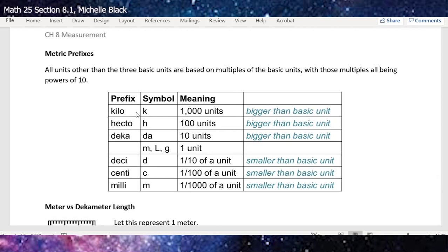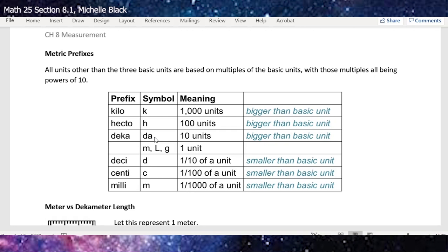So our first metric prefix is kilo, where we were using the letter K. Now I use a capital K and a capital H and a capital D, and that's just helpful in me remembering which values are larger and which ones are smaller. But technically it's just KHDA, and they're all lowercase.